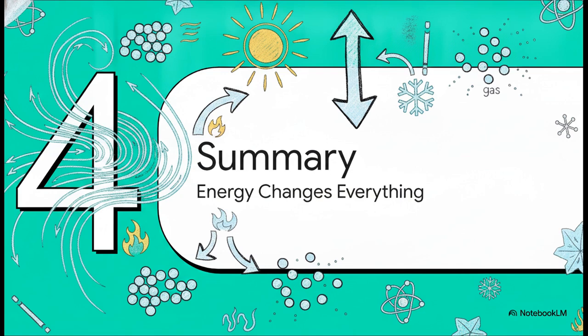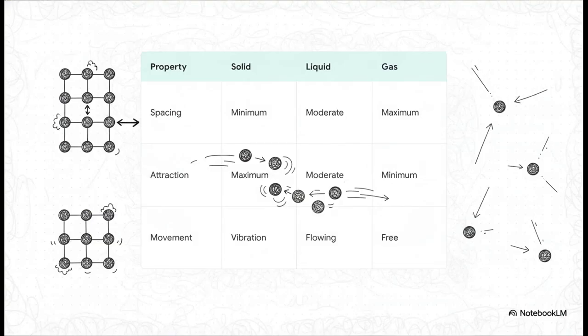Summary: energy changes everything. So the crucial takeaway here is tying all these macroscopic behaviors together so we can see the whole big picture of how matter transitions, and this matrix perfectly synthesizes our investigation. Over on the left with solids, we've got minimum spacing and maximum attraction, which means zero flow. But as we move to the middle with liquids, that spacing increases slightly and attraction weakens just enough to allow flowing, and by the time we hit gases on the far right, we've reached the extremes: maximum spacing, maximum movement in all directions, and minimum attraction.